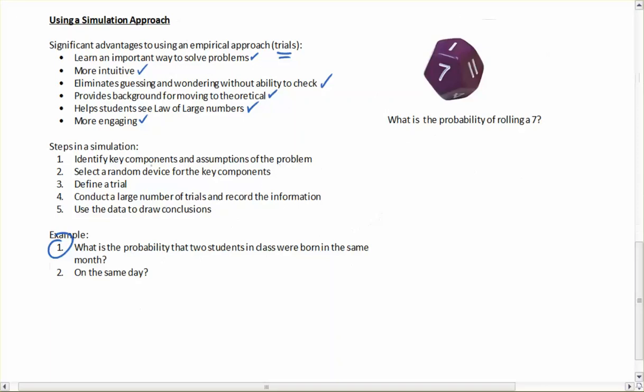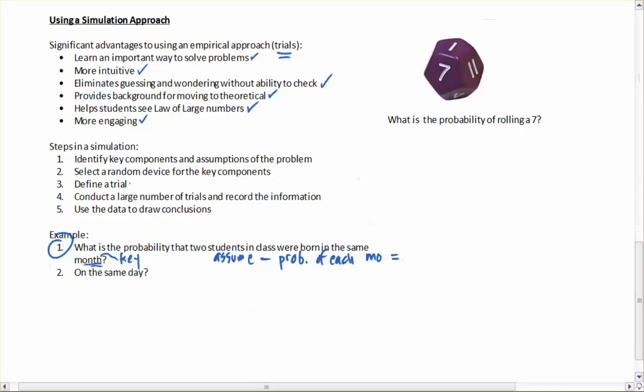First thing to do is to identify key components and assumptions of the problem. So what's the key component here? We're trying to decide what month students were born in. So there's the key. What are some assumptions of the problem? Well, we could assume that the probability of being born in any month is equal. Now, that might not be totally true because there's a few more days in some months and a few less, but we can make that assumption for this problem and feel fairly confident that it's a pretty good simulation.